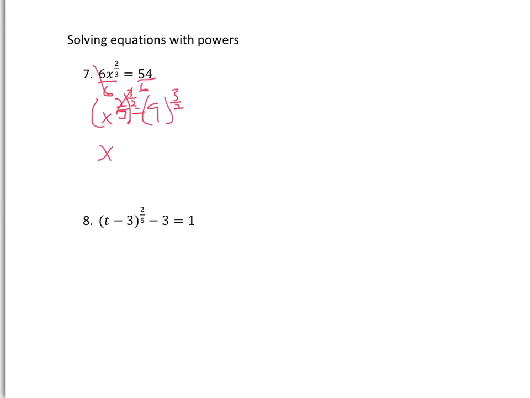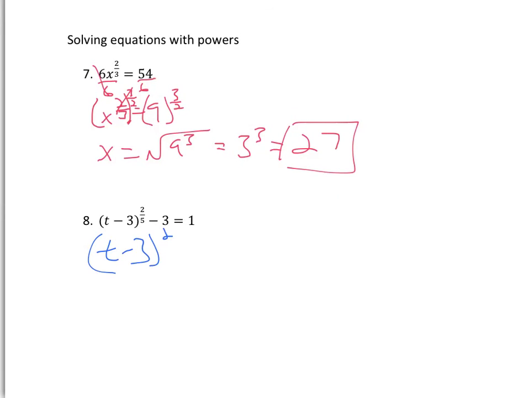Now remember, you could do this in your head if you turn it into the radical form. So it's the same as square root of 9 cubed. Well, the square root of 9 we know is 3, so it's the same as 3 cubed, which is 27. And lastly, we're going to get t minus 3 to the 2/5 equals 4.